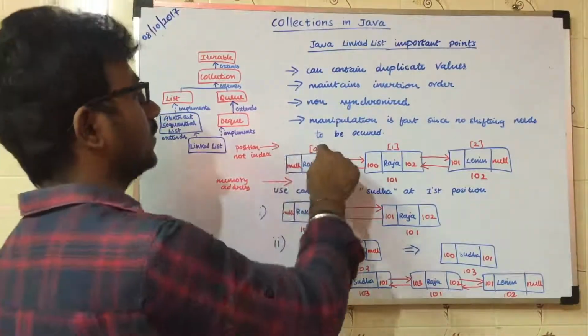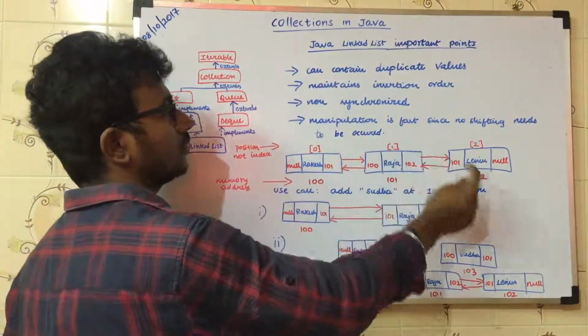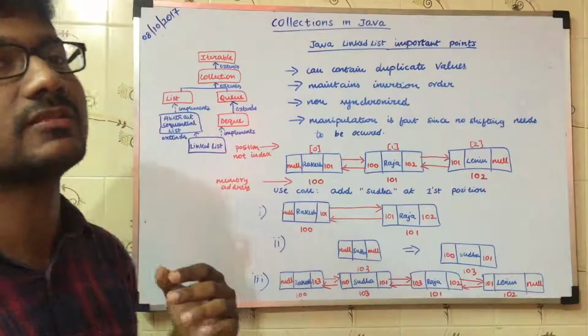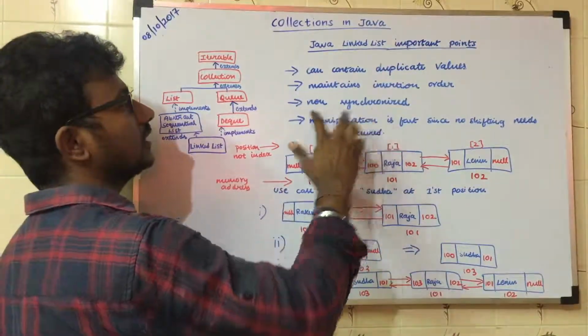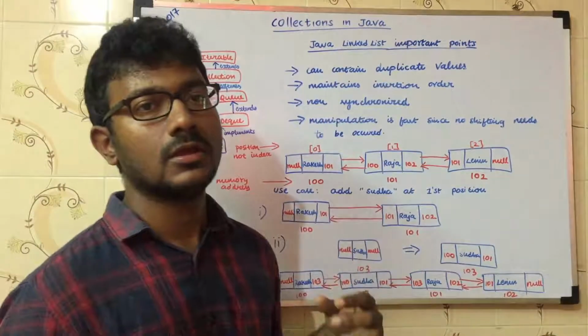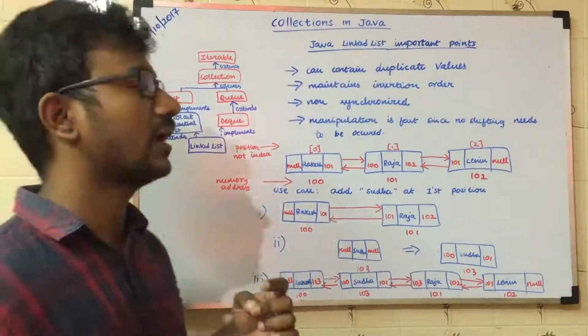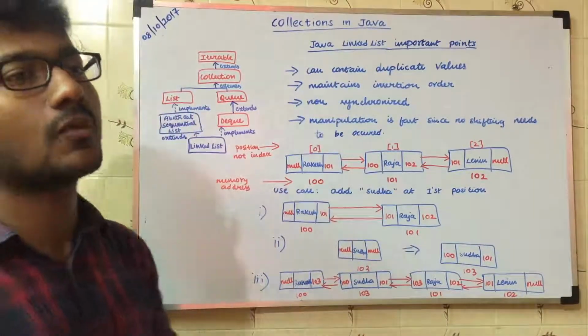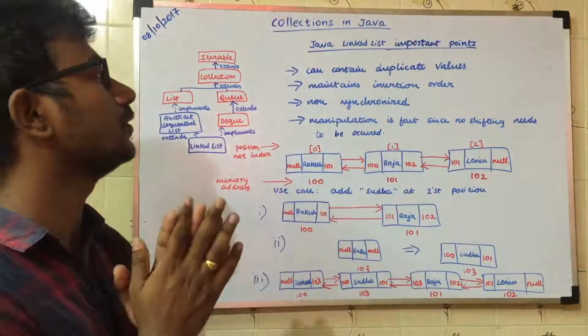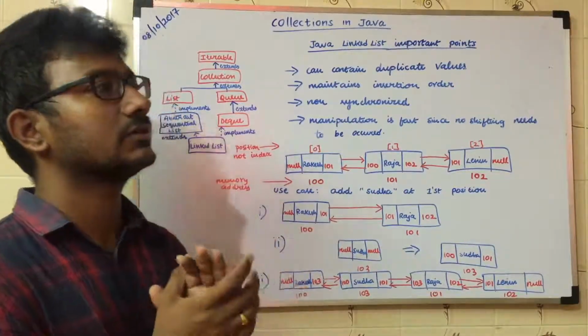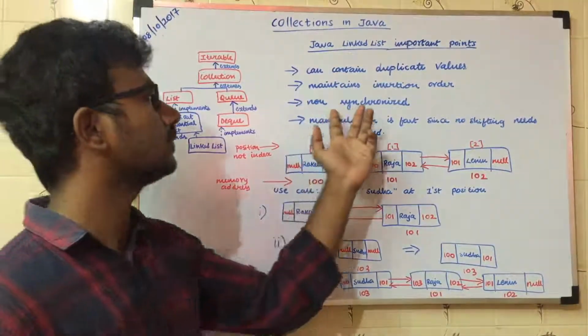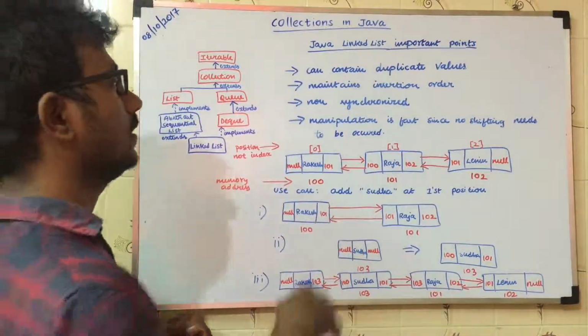For example, Rakesh got the 0th position, Raja the first position, then the second position. Like that, it maintains the insertion order. And then it is non-synchronized. The same point applies to ArrayList also, non-synchronized. We'll talk more about the non-synchronized concept in the upcoming videos, when we focus on the grid concept.